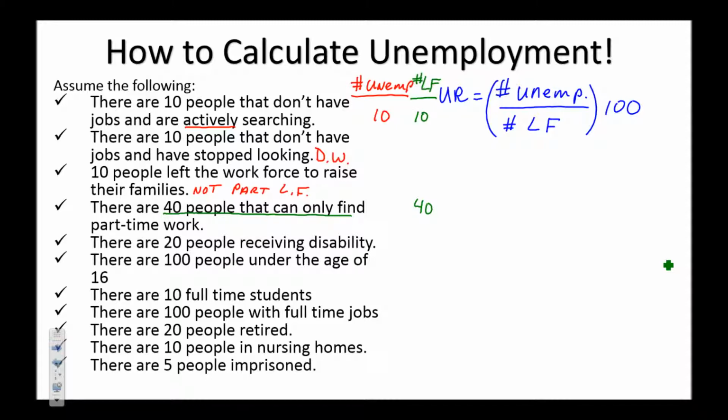All right, there are 20 people receiving disability. Well, a lot of times if you receive disability, that means you don't have a job, but if you're disabled, you're probably not looking for a job. So they're not part of the labor force or part of unemployment. There's 100 people under the age of 16. They are not part of the labor force. You have to be 16 and over. There are 10 full-time students. Full-time students, they don't have jobs, but are they considered unemployed?